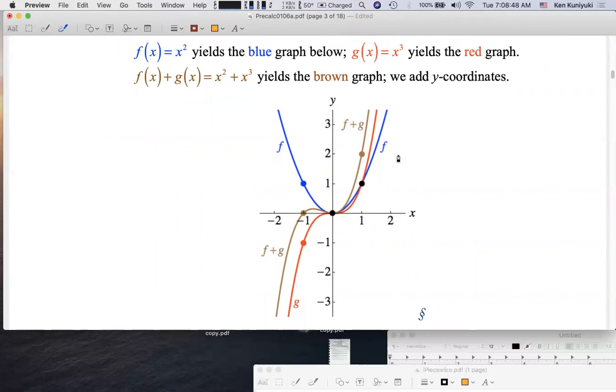Can you believe that basically the blue function, f, plus the red function, g, gives the brown function, f plus g? You're thinking in terms of adding y coordinates. Basically, blue plus red equals brown. If you can't really see that, don't worry about it.